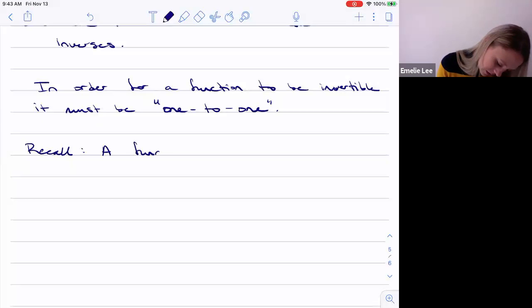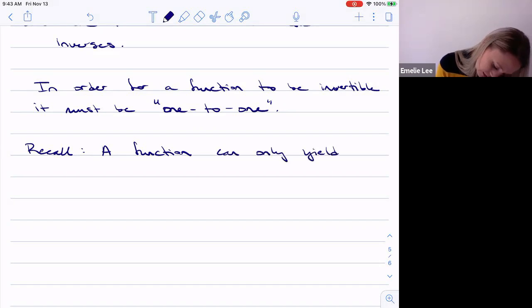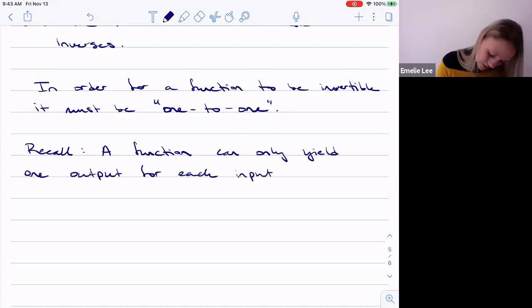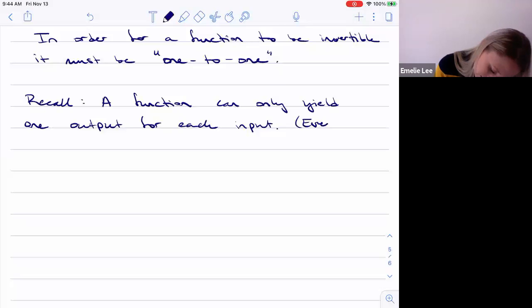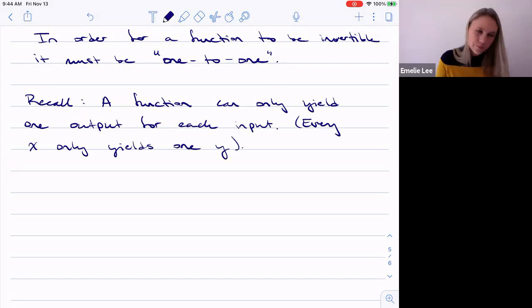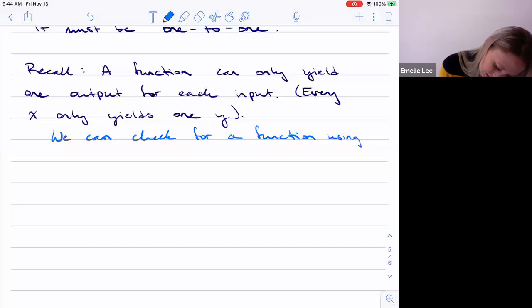A function can only yield one output for each input, right? Every x only yields one y. Okay. So we can check that using the vertical line test, right? We can check for a function using the vertical line test.